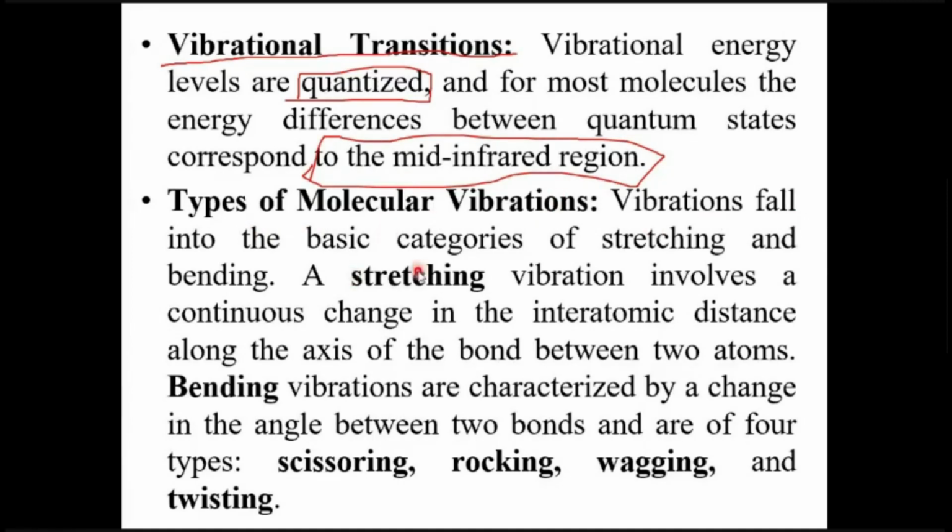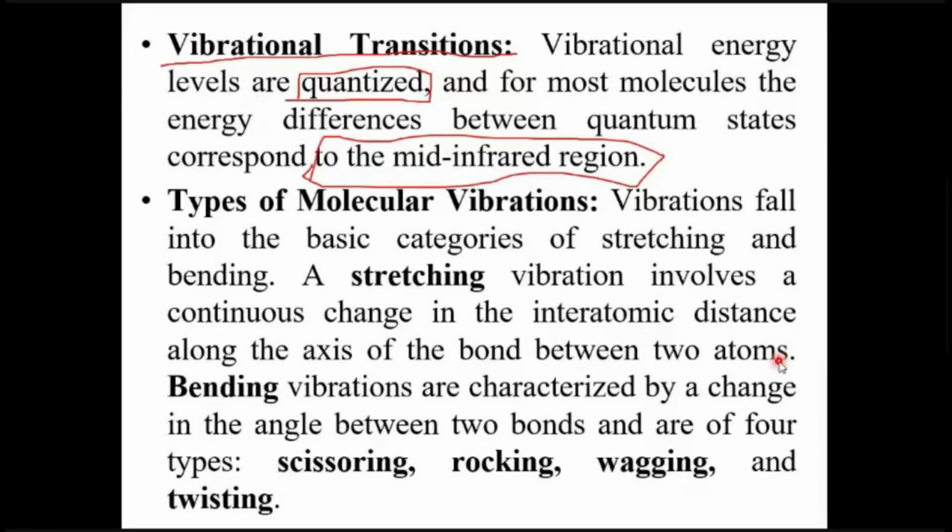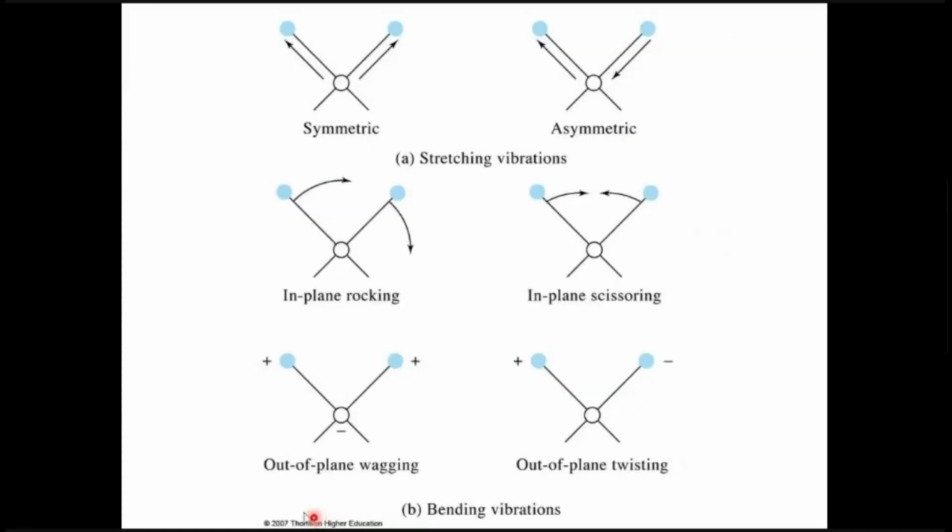Vibrations fall into the basic categories of stretching and bending. A stretching vibration involves a continuous change in the interatomic distance, also called bond length, along the axis of the bond between two atoms. So in stretching vibration, the distance between two atoms changes. Atoms come closer and go farther from each other. Bending vibrations are characterized by a change in the angle between two atoms and are of four types: scissoring, rocking, wagging, and twisting. Let us see what all those are.